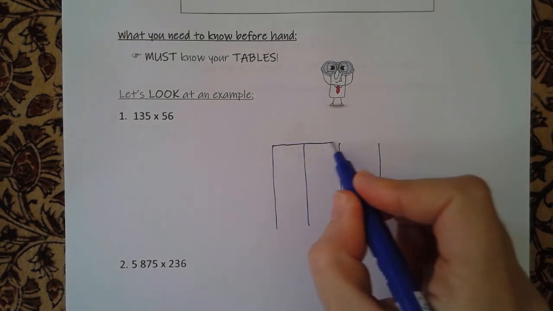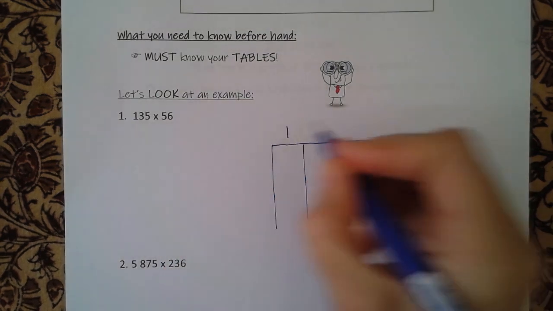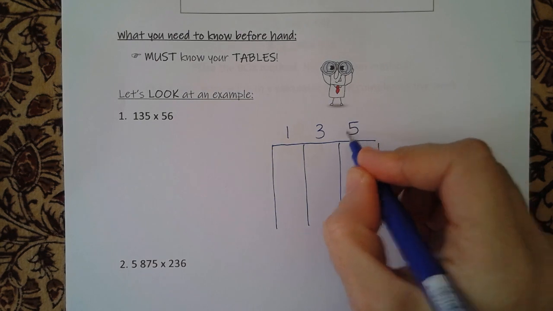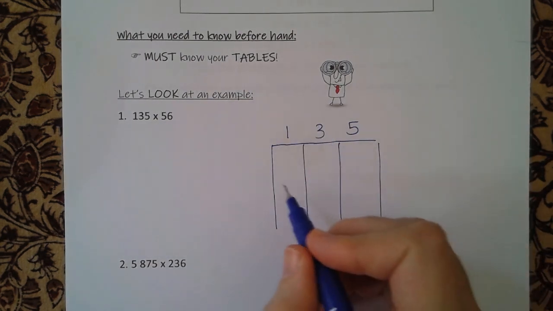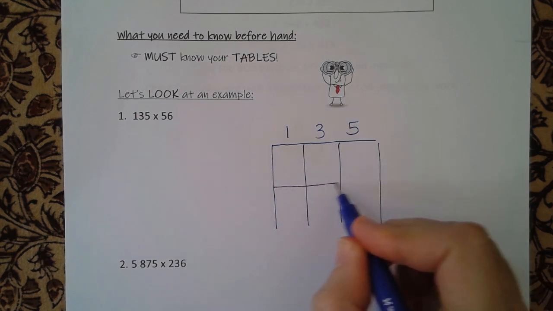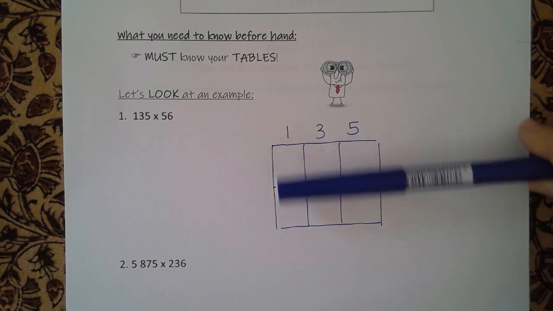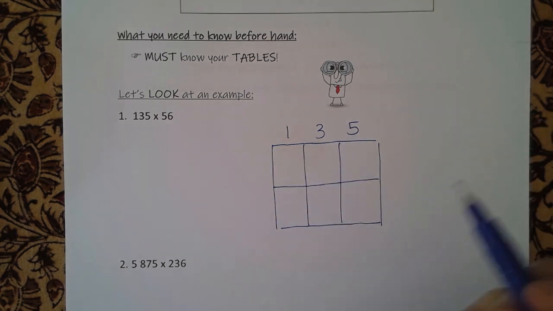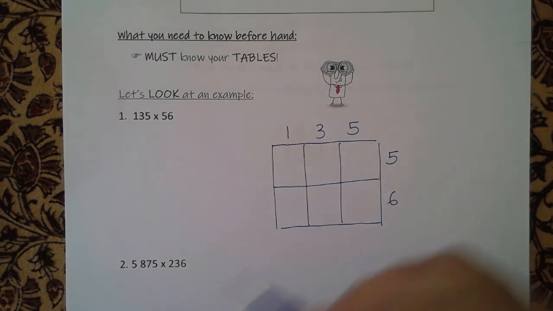And I'm just going to draw a line there at the top, and then the 3 digits I'm going to write at the top. So it's 135. Okay, then I am multiplying with a 2-digit number, so I need 2 rows. So that's 1, 2 rows. Then I'm going to write 56 on this side, 5 and the 6.